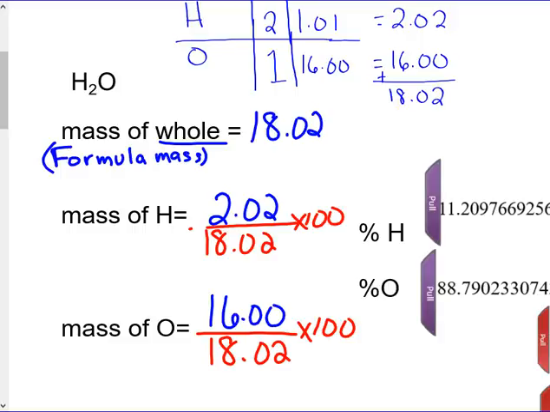So, hydrogen will equal 11.21%, and oxygen will equal 88.79%. Notice that those percentages are going to add up to 100. Now let's try another example.